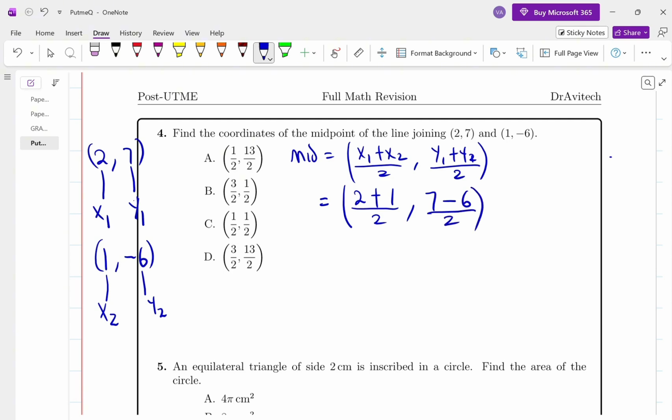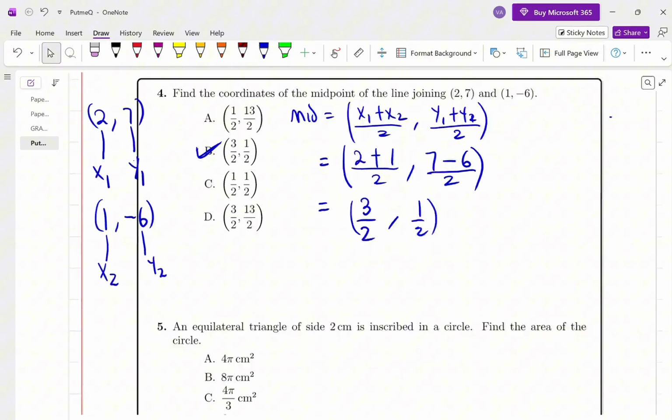So what I did was a substitution. Now this very topic is found in coordinate geometry or analytic geometry, or you could even call it the straight line because it discusses straight lines. So 2 plus 1 is 3, so this will be 3 over 2. Then 7 minus 6 is 1 over 2. So the answer to this question is B. And that's it. Let's move on.